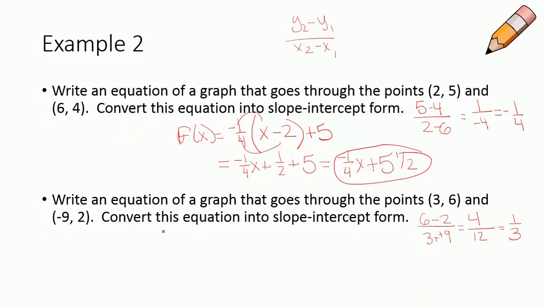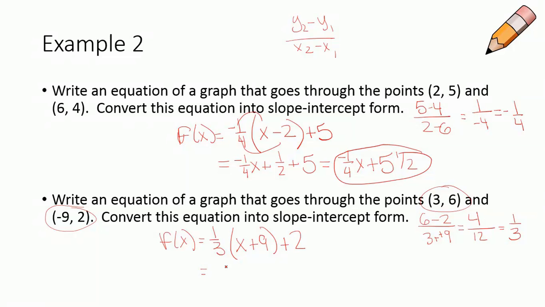So then let's plug into our formula here. F of x equals 1/3. What point should I use? Should I use this dot or this dot? I'm going to use negative 9, 2. So that would be, I move left 9, up 2. So left 9, remember, it's going to be opposite of what you think. So it's going to be plus 9. And then I moved up 2, so that's plus 2.